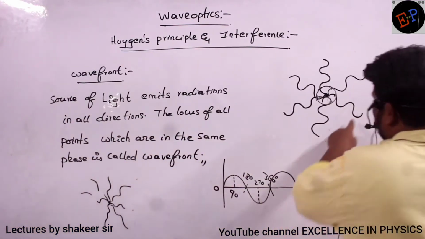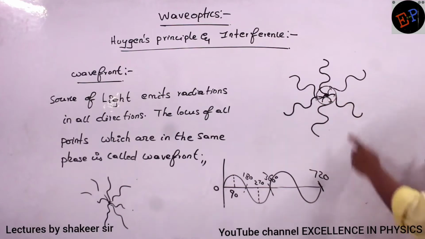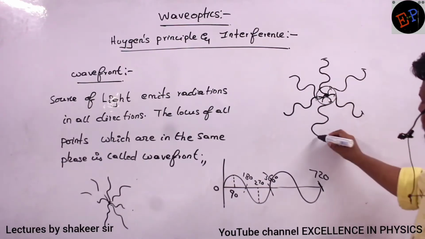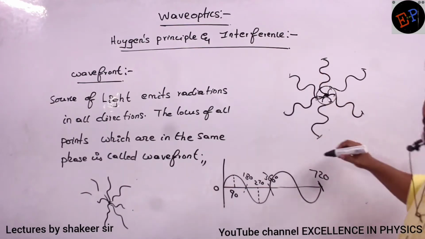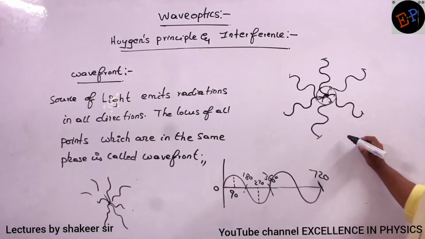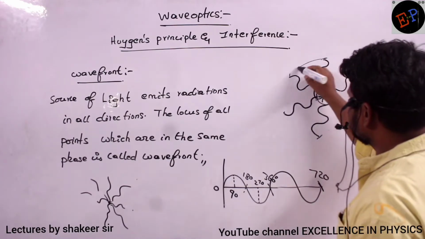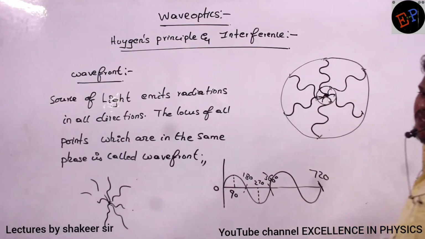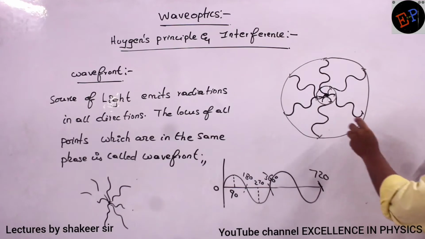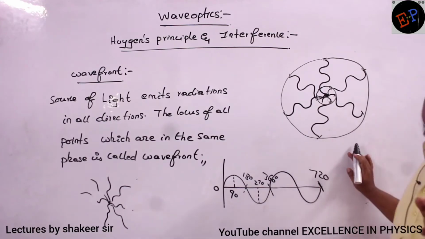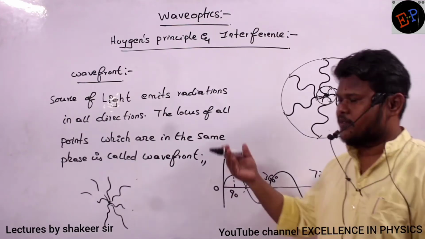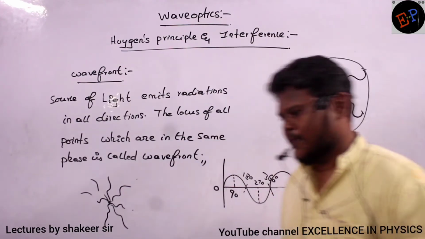Okay? So after these two waves I have drawn, if you take all these points, then all these points are making how much angle? 720. So all of them are at the same phase. So you join all these points. Then this forms a wavefront. So that is the definition of a wavefront. Are you able to understand? So on the wavefront, every wave will be present at the same phase. Then the locus of all those points, that is the surface of all those points, is called a wavefront.